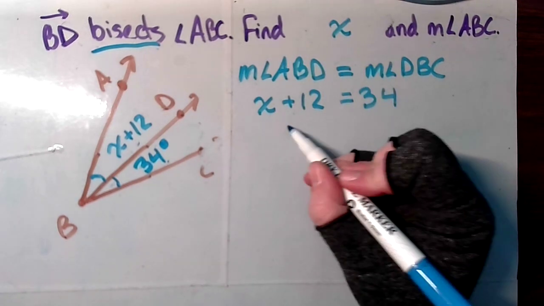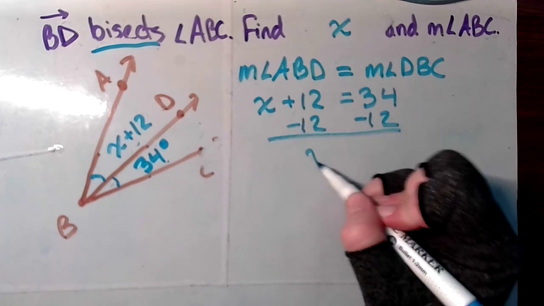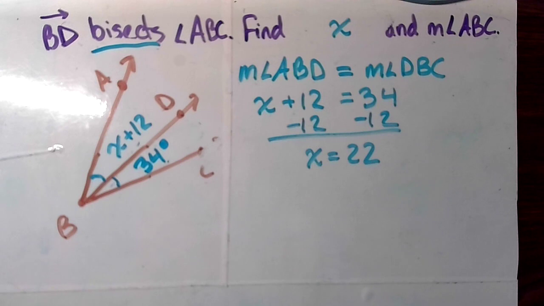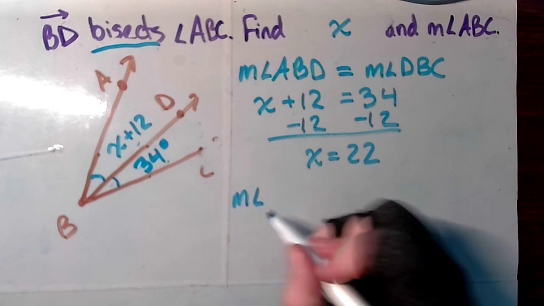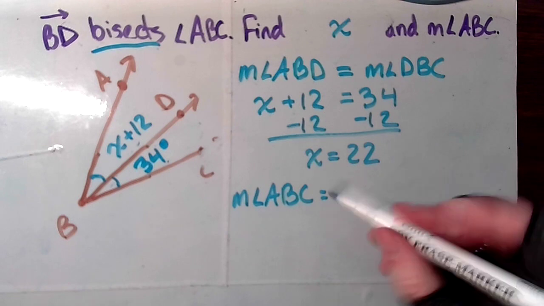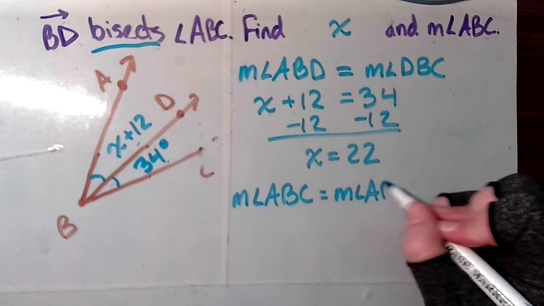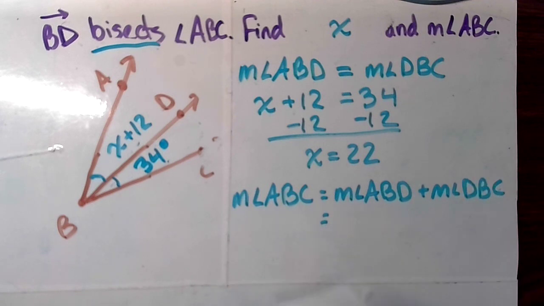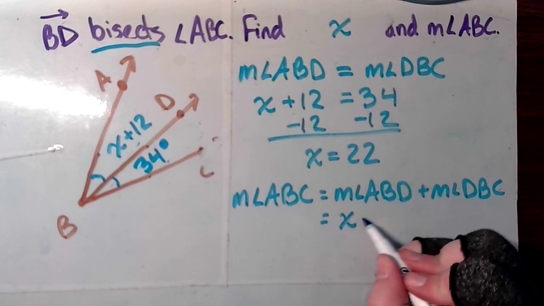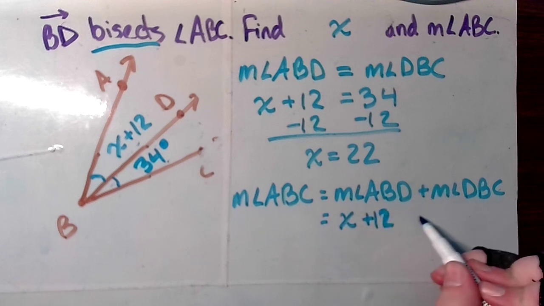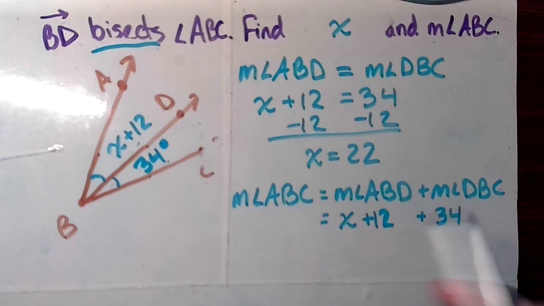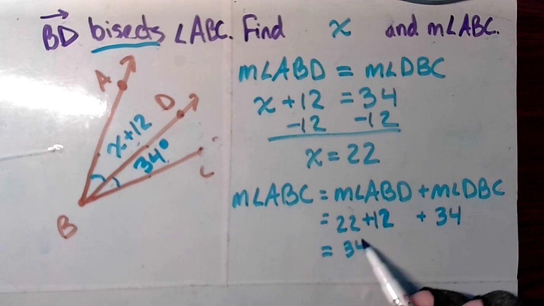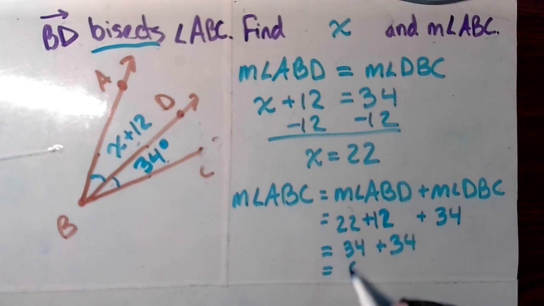So we have x plus 12 equals 34. We just solve for x. X equals 22. Now again, to find ABC, that's going to be adding the two smaller parts together. ABD is x plus 12, and then DBC is 34. But we know that x is actually 22. So 34 plus 34, which is going to get us, again, 68 for ABC.